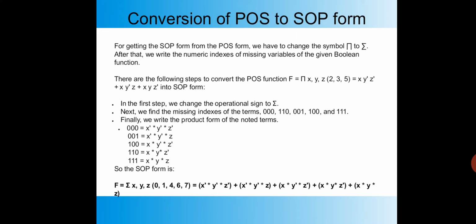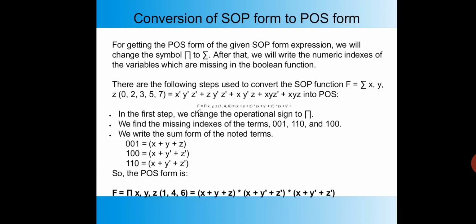First you have to interchange the symbol, then you have to find the missing indices, then you have to get the appropriate product form. Once you get the product form, you can get the sum of product form. Fine, so this is how you can convert. And conversion from SOP to POS is completely the opposite, isn't it? It's a kind of reverse thing.